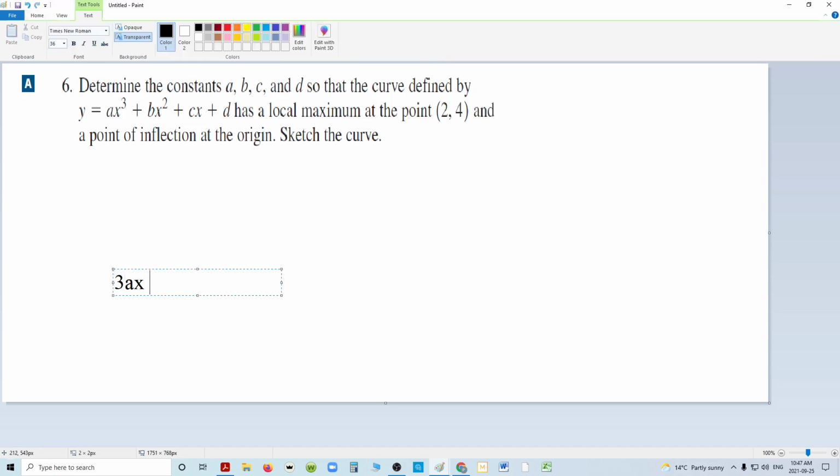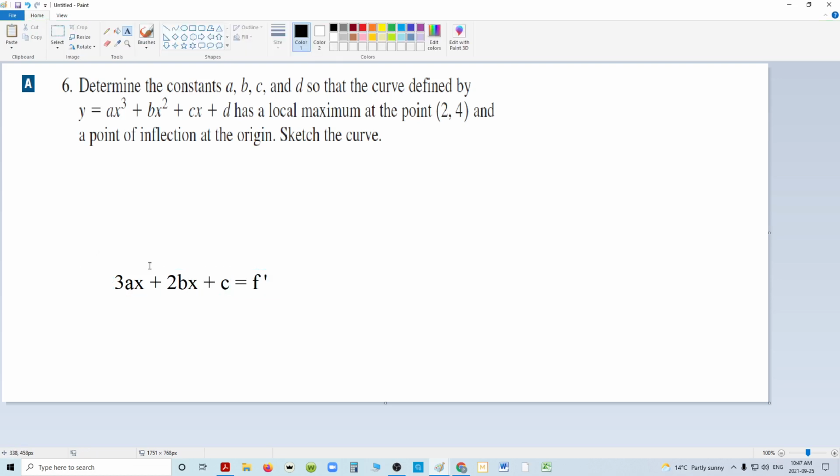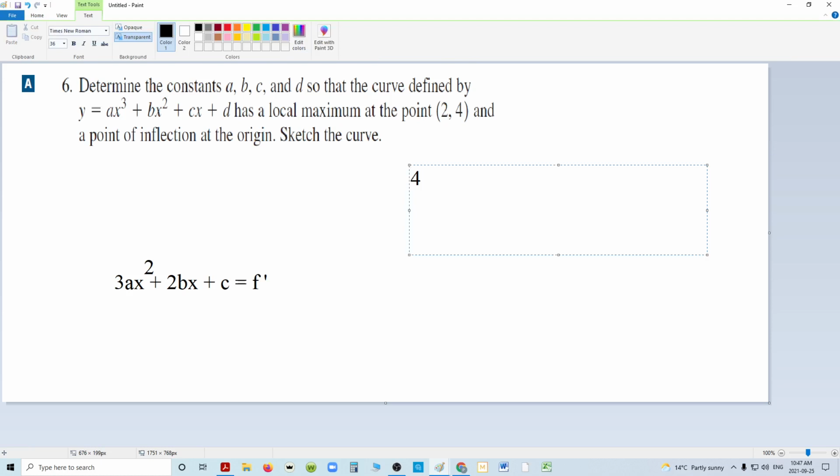3ax squared plus 2bx plus c is equal to our first derivative. There. That's our first derivative. We also know it goes through the point (2, 4). The graph goes through (2, 4). So that means when y is 4, what's 2 cubed? 8. What's 2 squared? 4. What's 2? Just 2. And we don't know D.